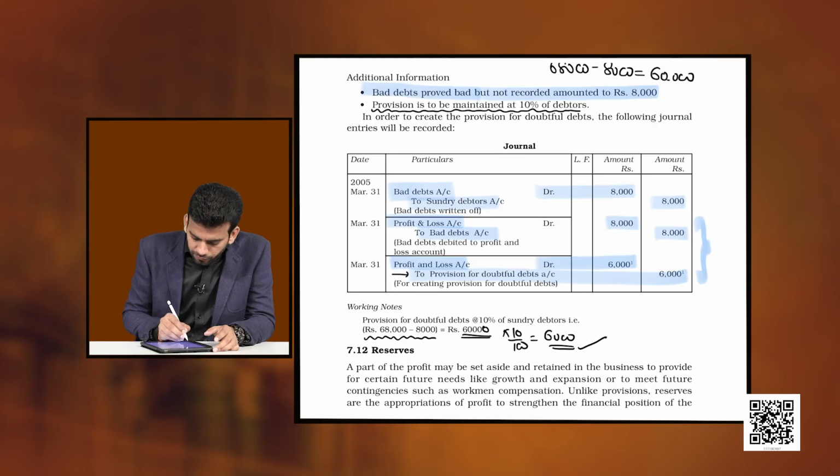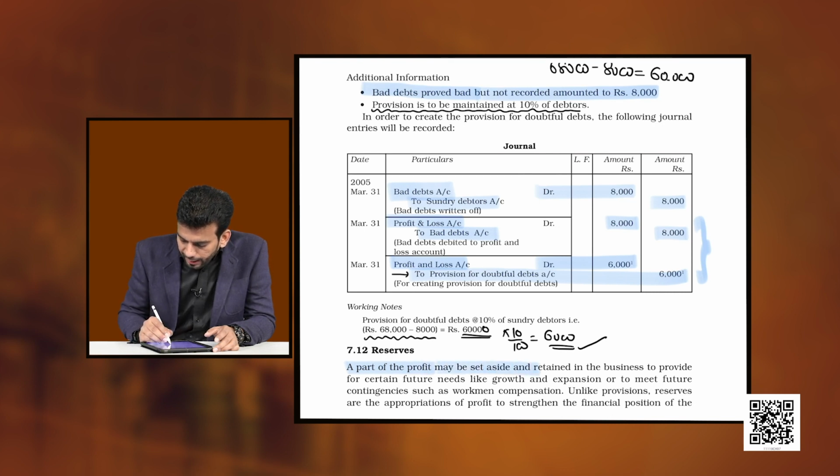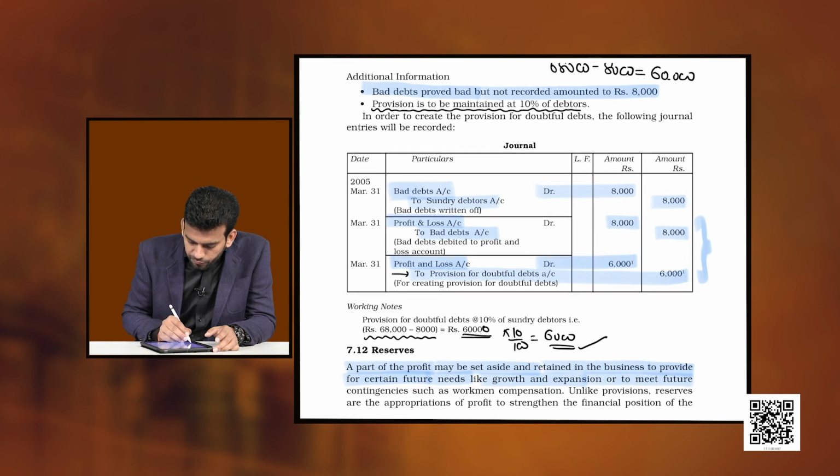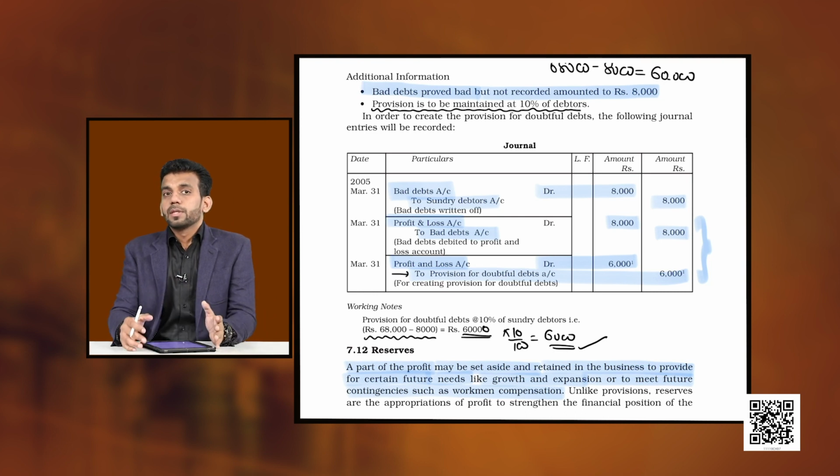Clear, students? Now, we will start understanding what is reserve. Reserve is part of the profit, may be set aside and retained in the business to provide for certain future needs like growth and expansion or to meet future contingencies such as workmen compensation. Students, it is a part of profit. Now, you must understand the difference between charge on profit and part of profit. Charge on profit means you have to apply that. You have to charge it.